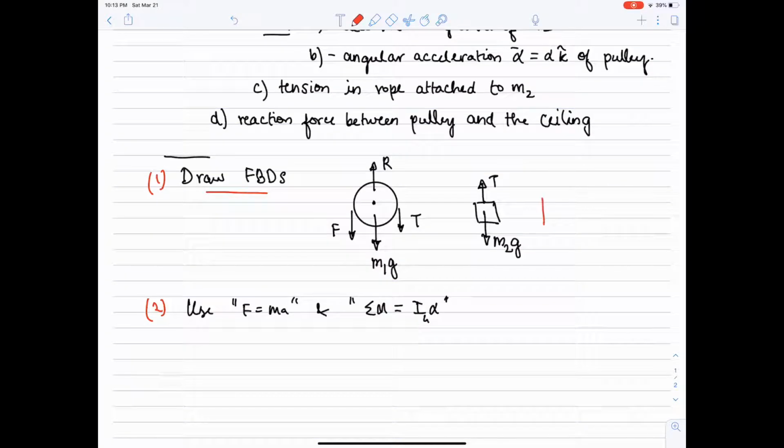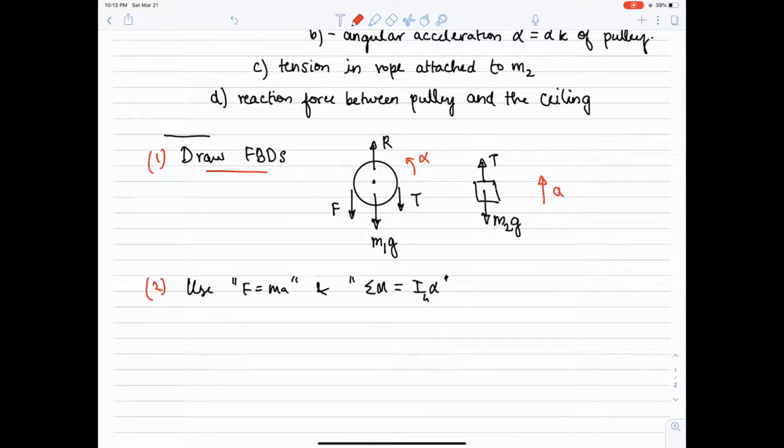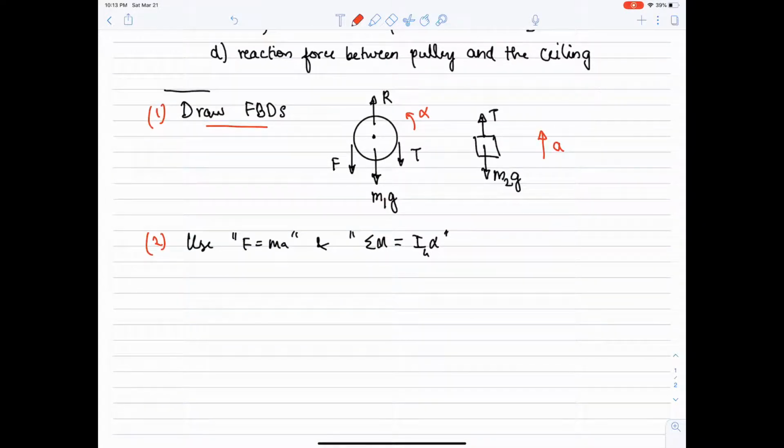For acceleration, let's say the acceleration of this mass is upward positive and a, and the angular acceleration of the pulley is anticlockwise and alpha. Okay, so what do we have? For the pulley, if this is the point G, sum of moments about G equals I_G alpha K, or basically m r squared divided by 2 alpha K.